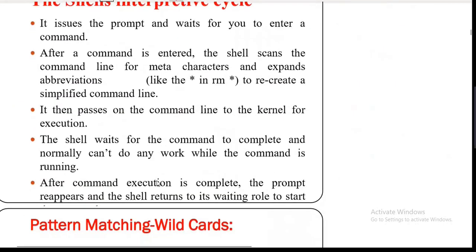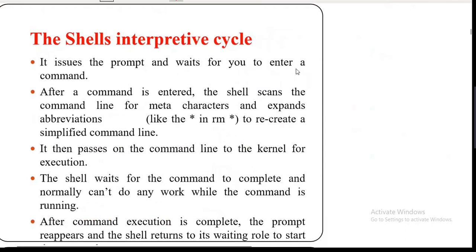After that, what happens? It issues a prompt and waits for your command. That means when you specify rm and asterisk, the shell is going to identify the meta character and perform that operation, selection of all the files. Okay, and it is going to wait for the user to enter. After the command is entered, when I press the enter key, what happens? The shell scans the command line for meta characters and expands the abbreviation. Expands the abbreviation means that the asterisk indicates select all files. That is the abbreviation for this particular meta character.